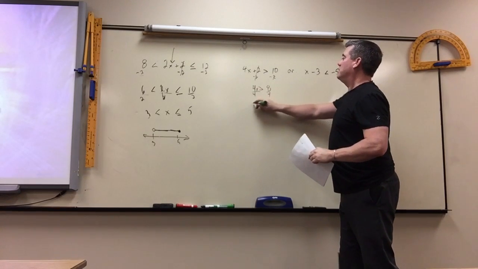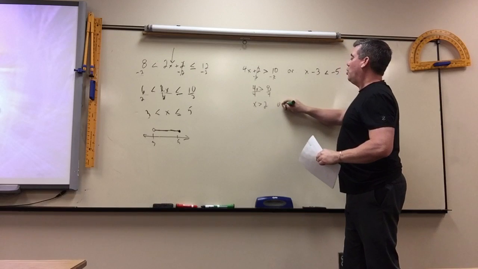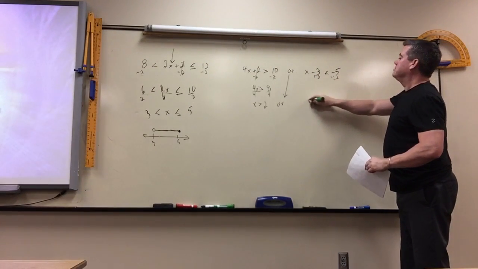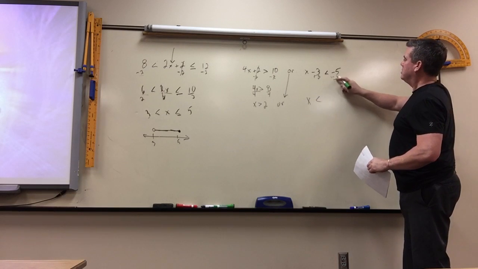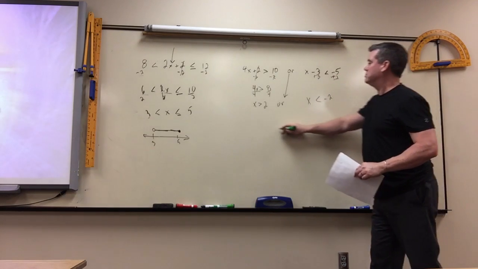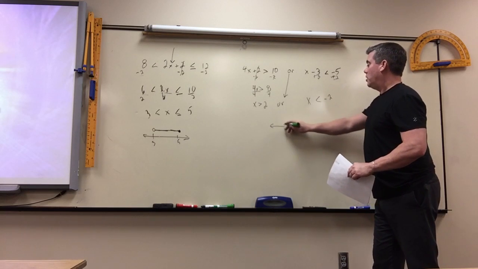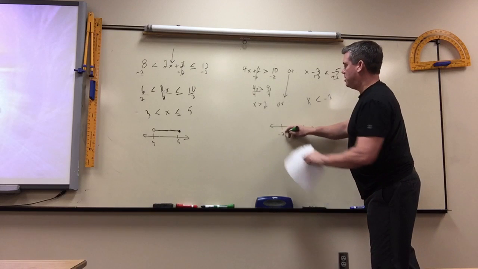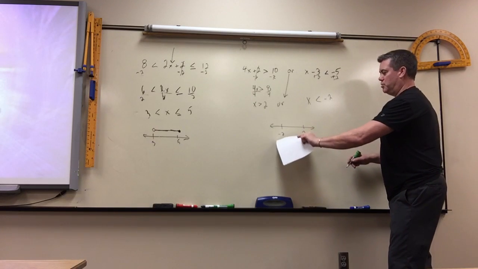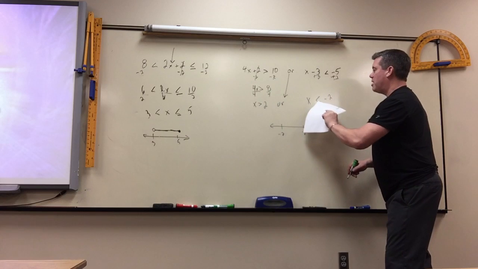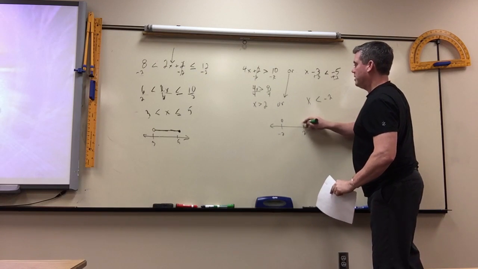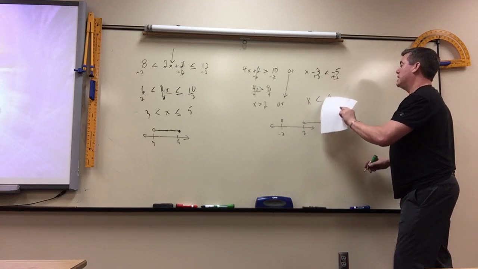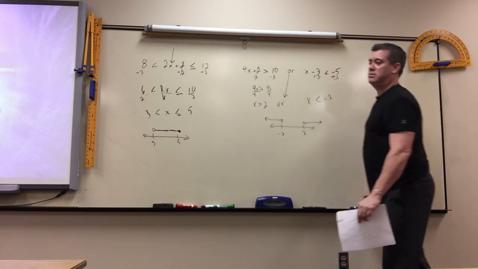Divide by 4, x is greater than 2, or it could be this one, add 3, x is less than negative 2. So you just got to put these two numbers on. Now remember, negative 2 is to the left of positive 2, so you got to put negative 2 there. They do both have hollow circles. X is greater than 2, so it's to the right of 2. X is less than negative 2, so it's to the left of negative 2.